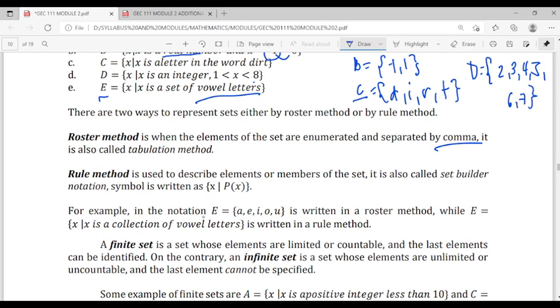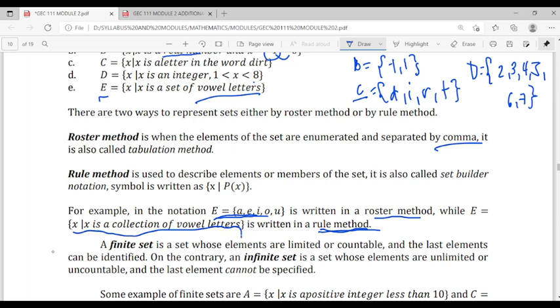So for example, our set E, which is equal to A, E, I, O, U, is written in roster method. This is an example of a roster method. While in this form, x such that x is a collection of vowel letters is written in rule method. Again, roster method is separated by commas, and this is an example of the roster method. The rule method describes the elements or members of the set.